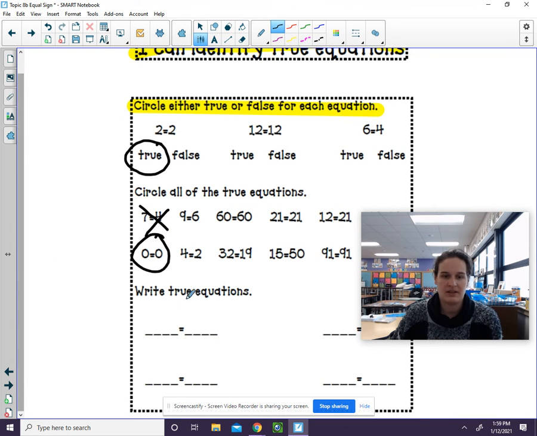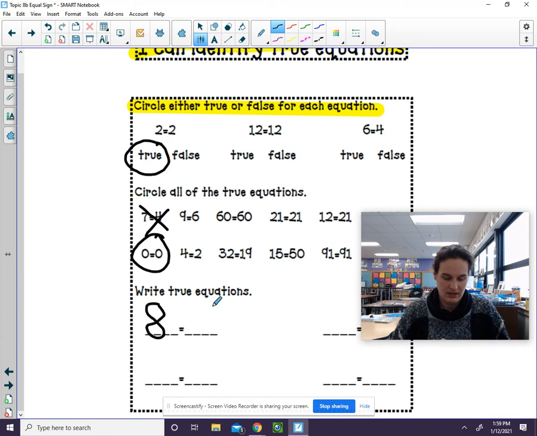The last part down here is you need to write true equations. You just need to think of your own. Well, I'm going to take my favorite number. My favorite number is 8. So I'm going to say 8 is equal to, well, I'm not sure.